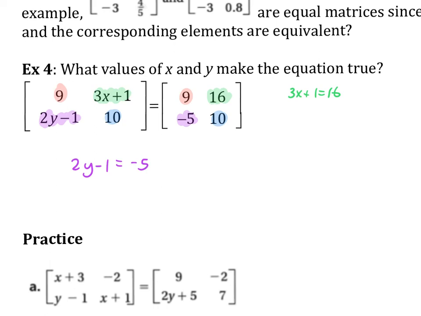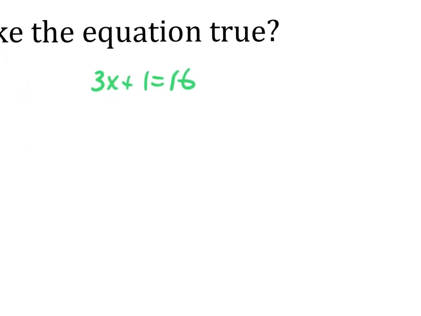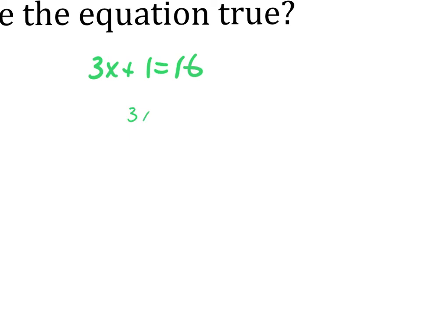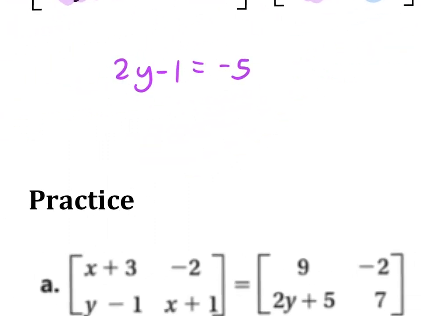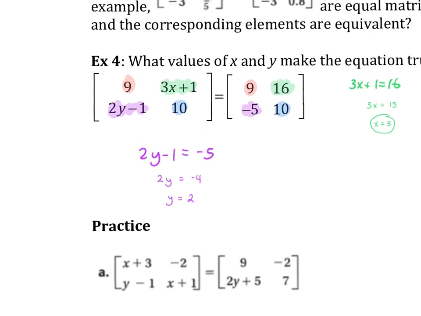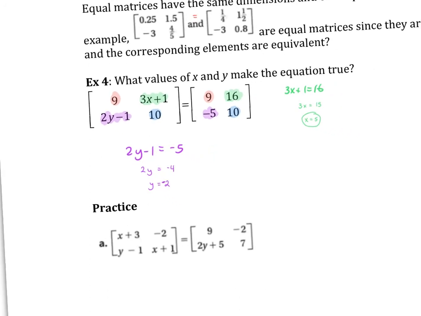So let me just solve these individually to find out the values that make this work. Let's start with the x here. Subtract 1 from both sides to get 15. Divide by 3, so x has to be 5. Repeat that process here with the purple. 2y is equal to -4. When I add 1 to both sides and divide by 2, I get -2. So if I plug in a -2 right here, I forgot my negative down there. There we go. I would get -4 minus 1 is -5. Ding, ding, ding. And when I put a 5 here, I get 15 plus 1 is 16. Ding, ding, ding, ding. So that indeed works.